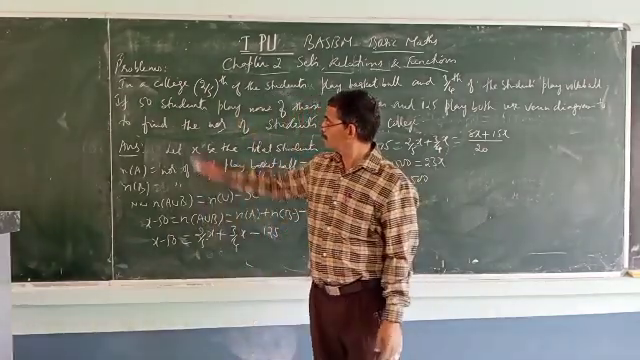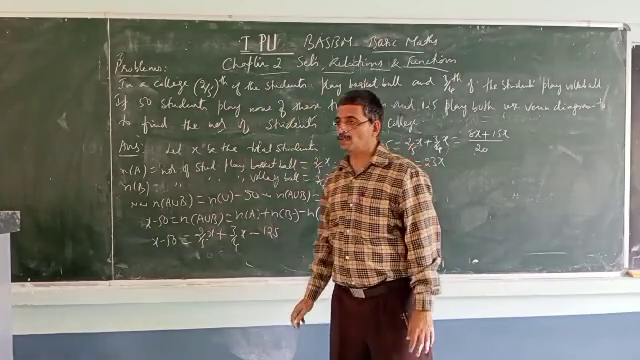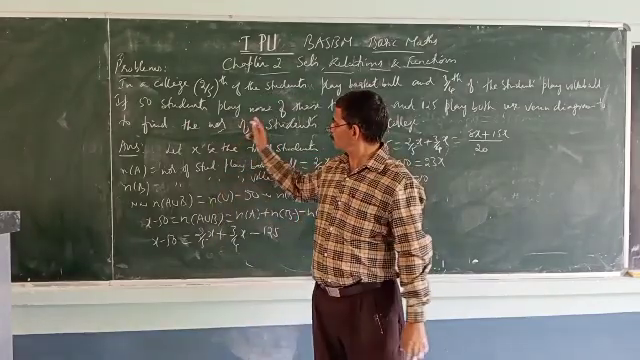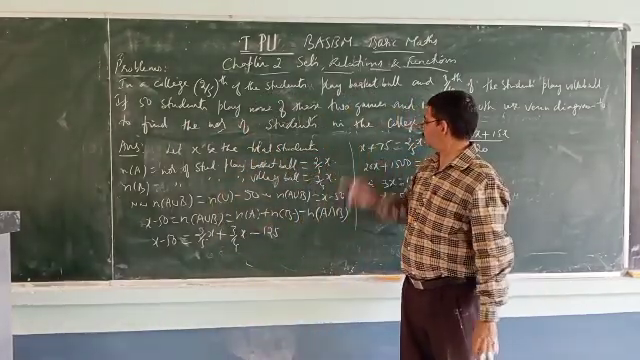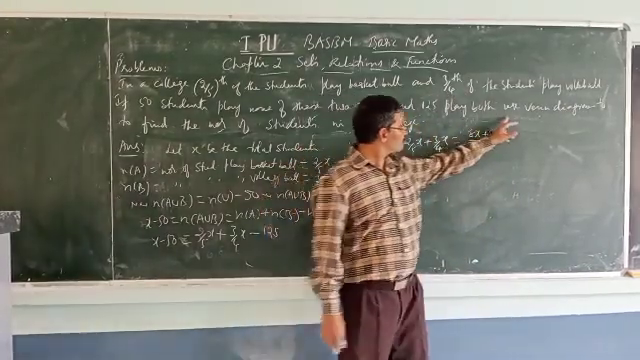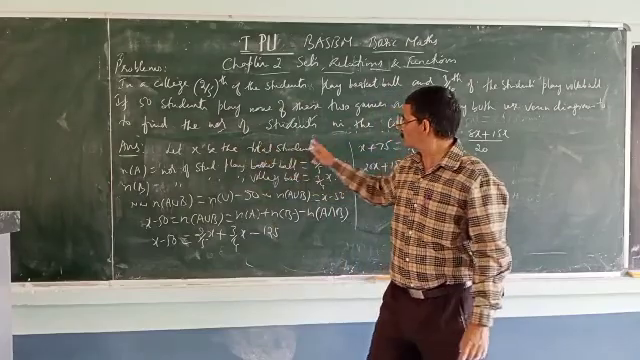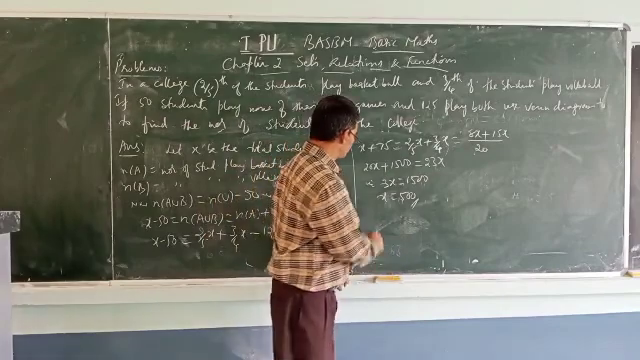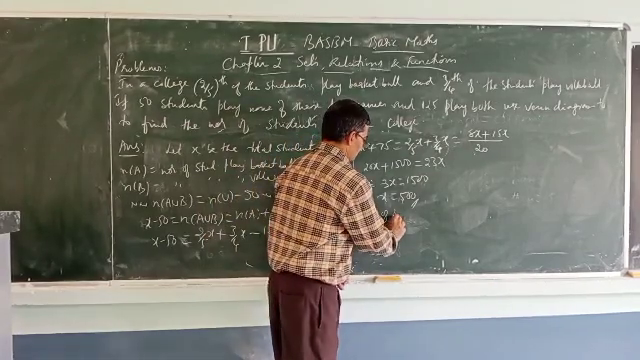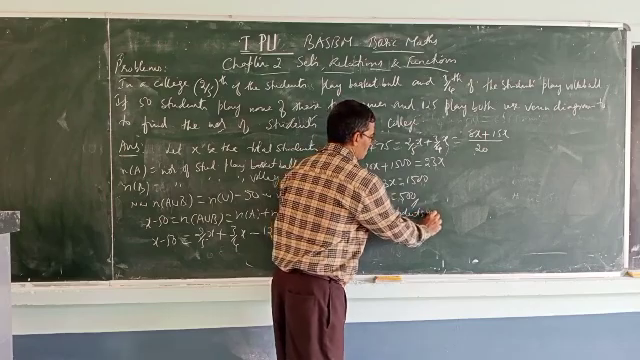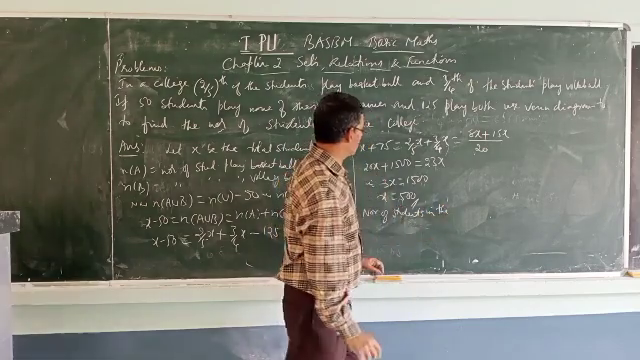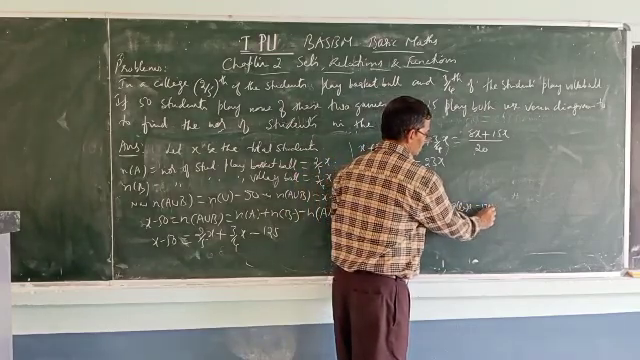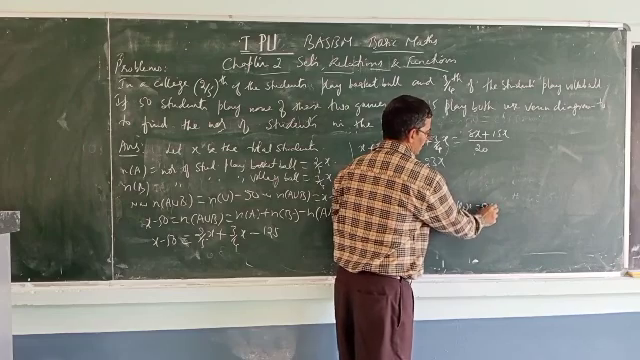So what is asked? In a college, 2/5 of the students play basketball and 3/4 of the students play volleyball. If 50 students play none of these games and 125 play both of these games, use a Venn diagram to find the number of students in the college. So x equals 500. The number of students in the college is 500. Of course, once you know the number of students in the college, you can calculate the other two.